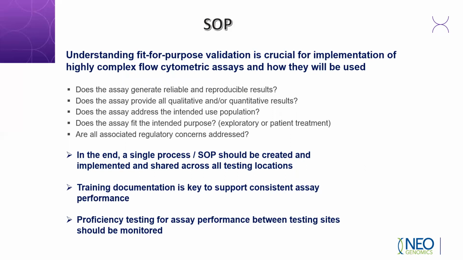In the end, a single process or SOP should be created, implemented, and shared across all testing sites, with training documentation being very key to support consistent assay performance. Proficiency testing is another way to ensure performance between sites and should be monitored regularly.